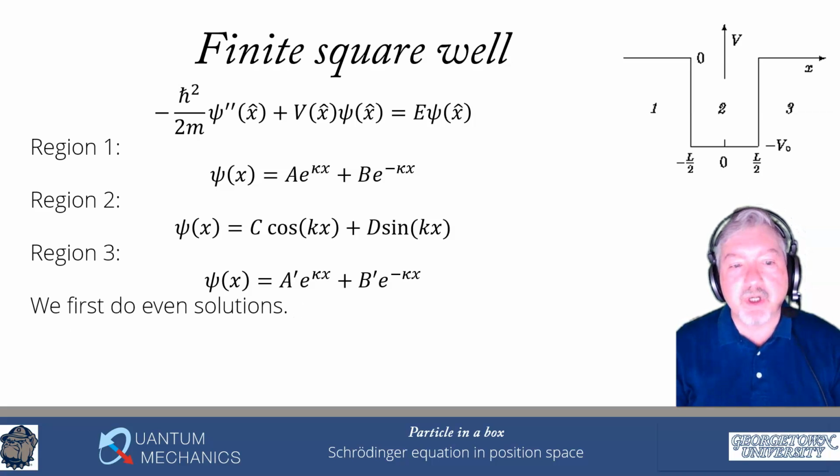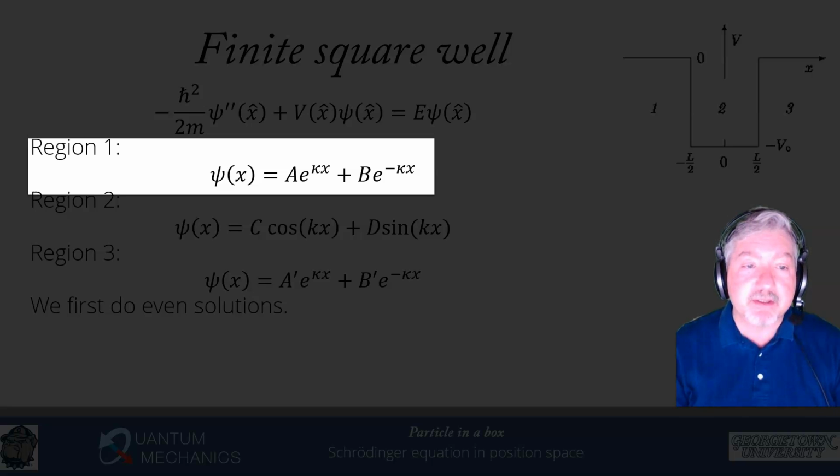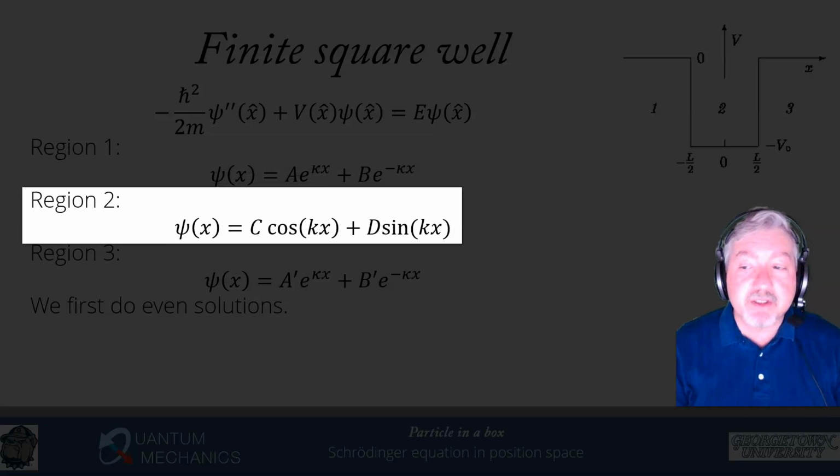So we're going to first work on the even solutions. So let's look in region 1. In region 1, the x-coordinate is negative, and it's going to go to negative infinity. Now, my psi of x has got to be bounded. Otherwise, I can't square it, integrate it, and have the probability be equal to 1. So that term B e to the minus kappa x is simply wrong. It can't be in there. So the B must be 0. So I have an A present. Now I'm looking at an even function. That immediately tells me I'd better pick D equals 0.